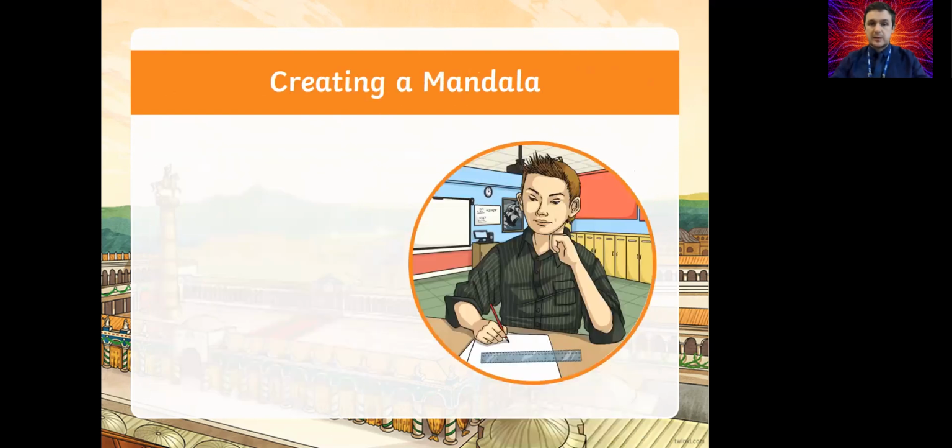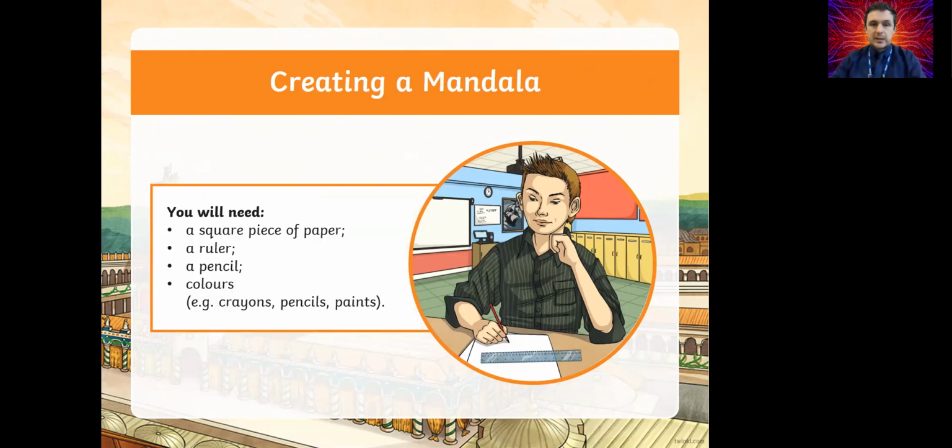So what I'm going to do now is show you how to make your own. You can do this if you want, or you can go away and use one of the templates on the website. It's completely up to you. Those are the things you're going to need: a square piece of paper, a ruler, pencil, colours, and you can paint if you've got some paint at home.